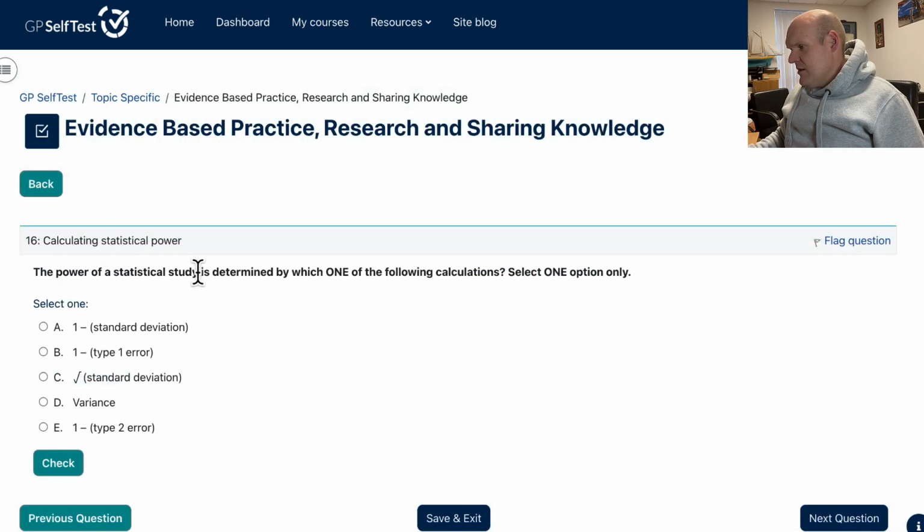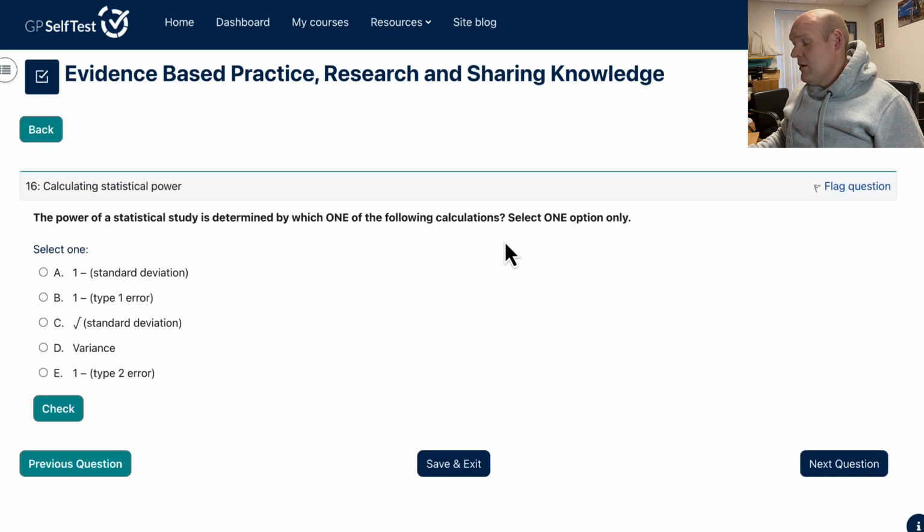Power of statistical studies determined. Oh, that's mean. Why are you getting me to do power calculations? Right. Okay. I do know this. Because it's to do with your type 1 and type 2 errors. So I want to say it's either that one or that one there. So 1 minus the type 1 error or 1 minus the type 2. I might be wrong on this one.